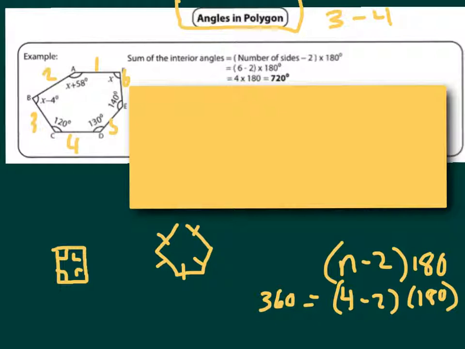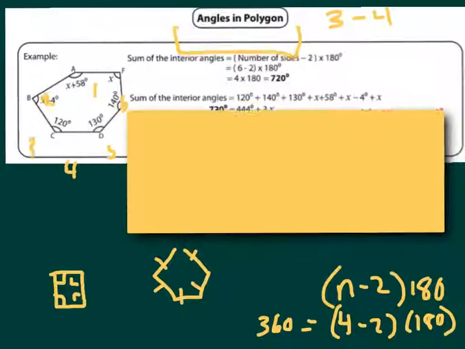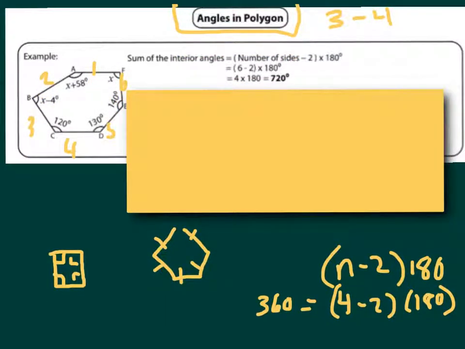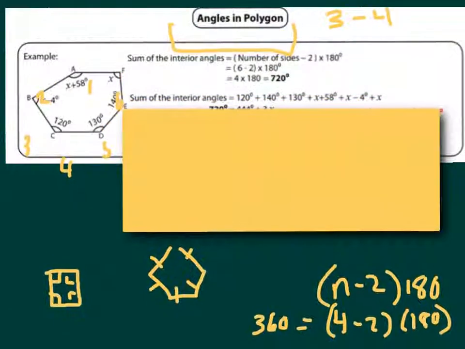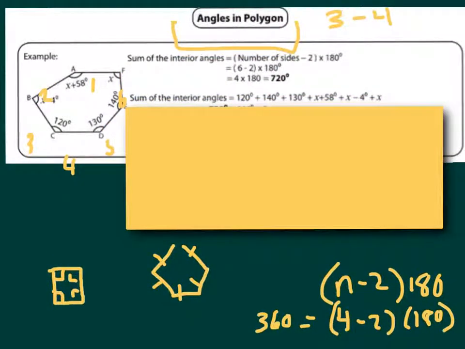So usually there's going to be an algebra component too, and you need to solve for x and find either x or find the angle measure on each angle. This is not a regular polygon, regular meaning that all sides are the same and all angles are the same. But for something like this, all you would do is calculate this 720, and then you would work this out by adding every single angle here.